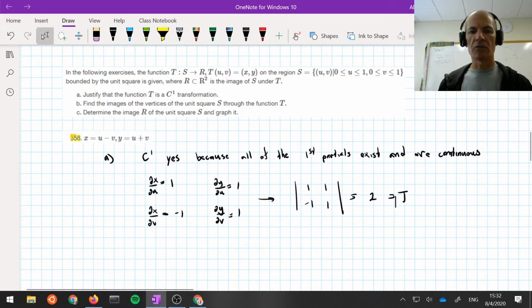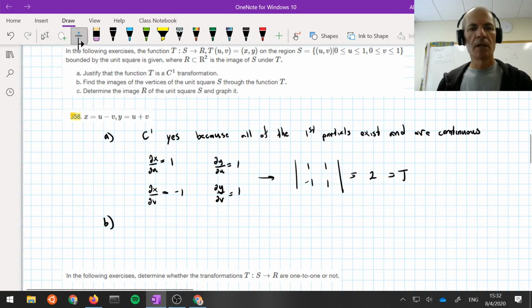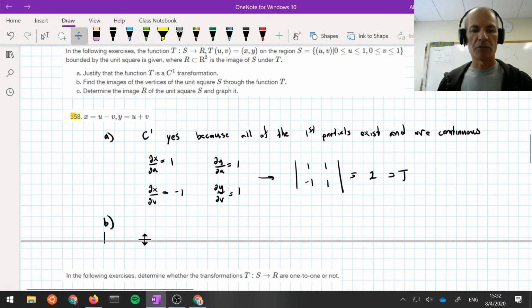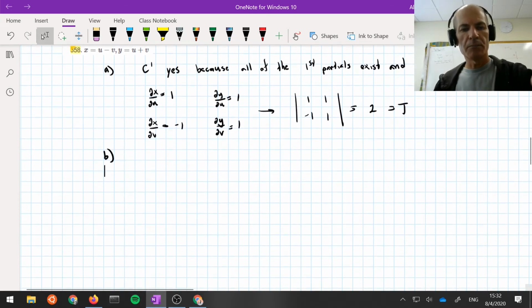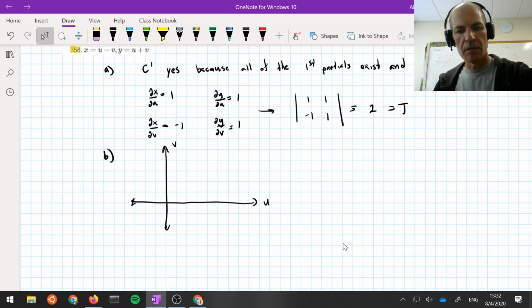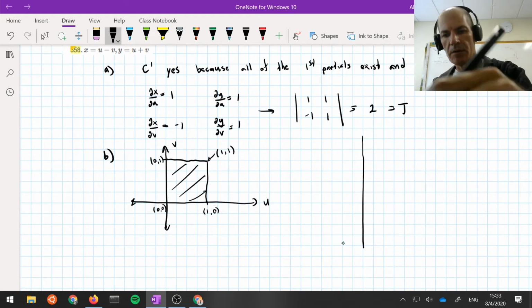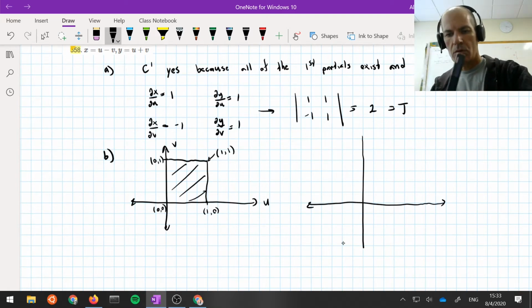Find the images of the vertices of the unit square through the function T, meaning what happens when I plug the vertices of the unit square into the transformation T. Let's see that. So this is sort of building up to that visualization that I was talking about, where you have a simple set in the domain of the transformation uv. This is the domain of the transformation, and we have this simple set, just a square, and we're interested in the vertices of the square, 1, 1, 1, 0, 0, 1, and 0, 0. And we're going to just map the vertices under the transformation T and see where they end up.